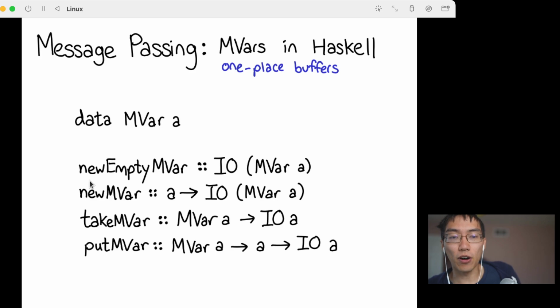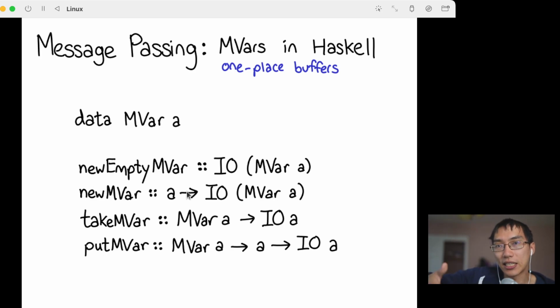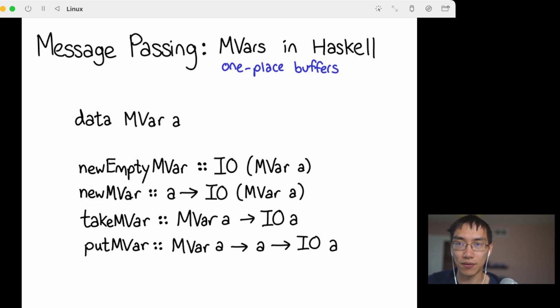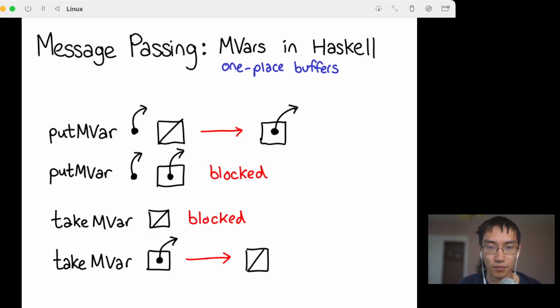There's also newMVar, which takes in a value and allocates the MVar directly with that value stored inside it. And then you have takeMVar and putMVar. takeMVar takes out a value from the MVar if it's full, whereas putMVar puts a value into the MVar if it is empty. So there's a few different configurations for MVar, putting and taking, that are worth stepping through.